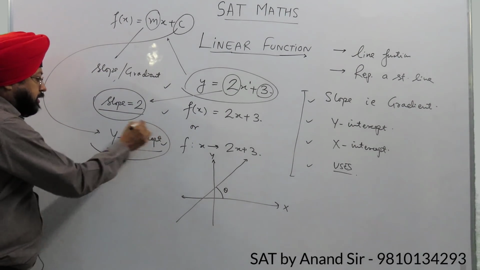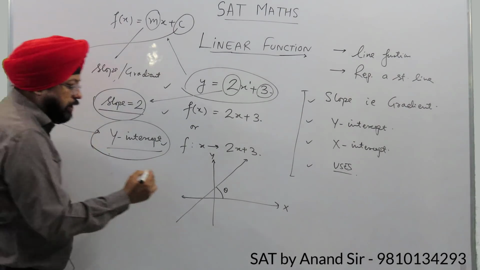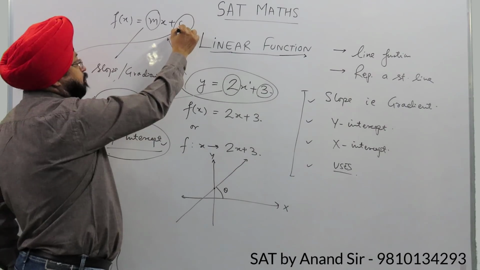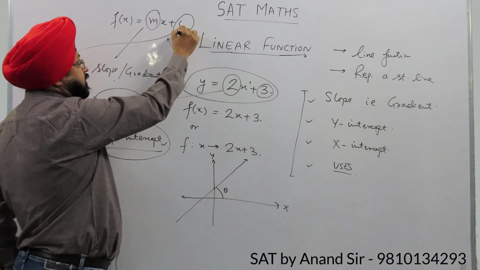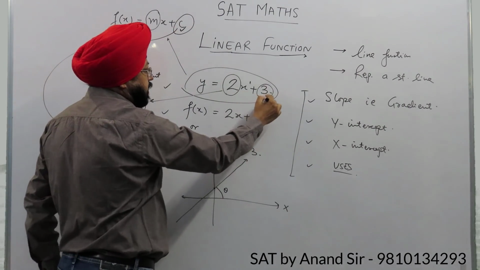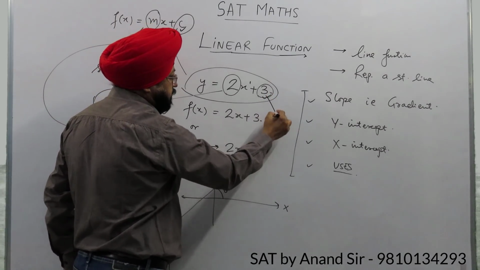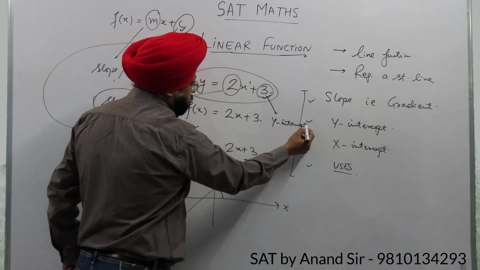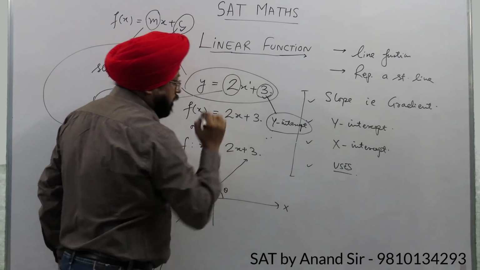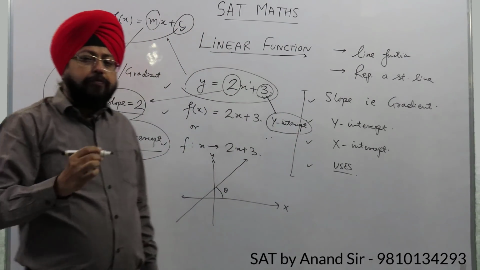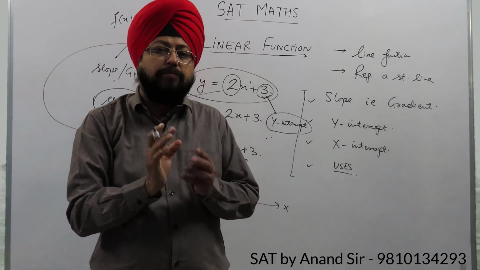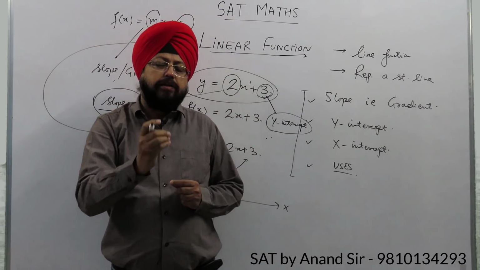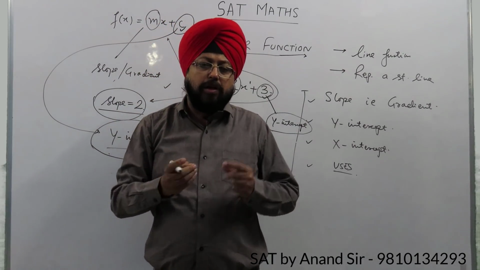Y-intercept. Y-intercept means where the line intersects the y-axis. So here this particular constant c, or here the number 3, gives you the y-intercept. Also, as I just told you, the y-intercept is the point where the line intersects the y-axis, right? Now how to find it?